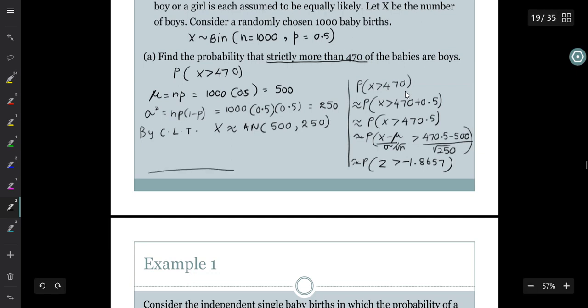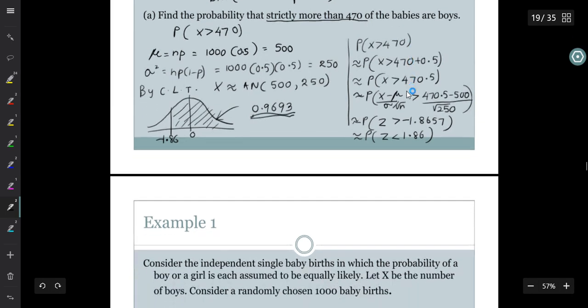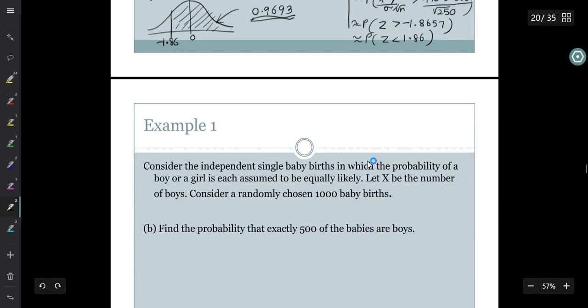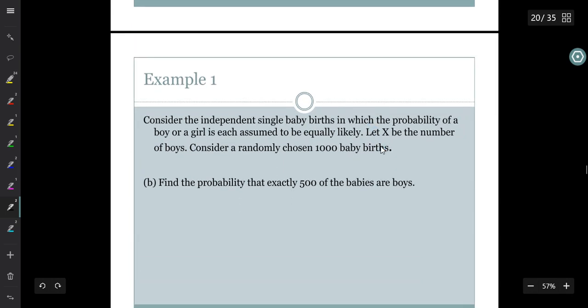Then you can read the z table. Negative 1.8657, you can round it, 1.86. And you can read the table, the left tail, and then by symmetry this is the same as the probability z less than positive 1.86. You can find the probability and that will be 0.9693.